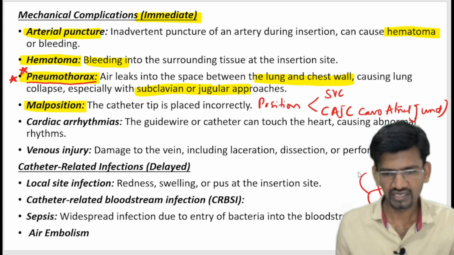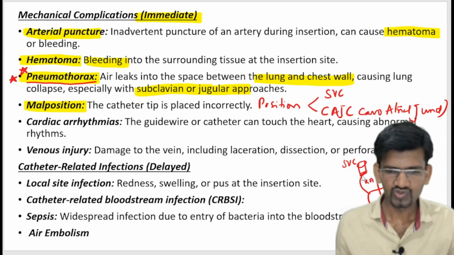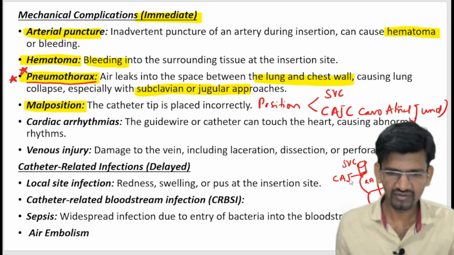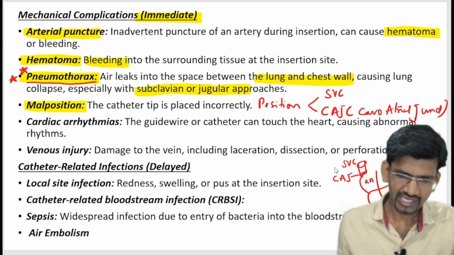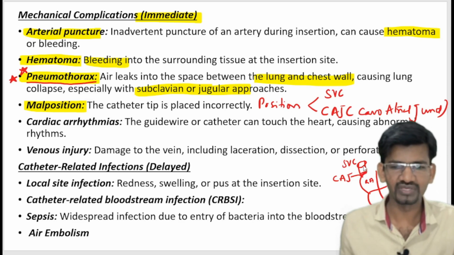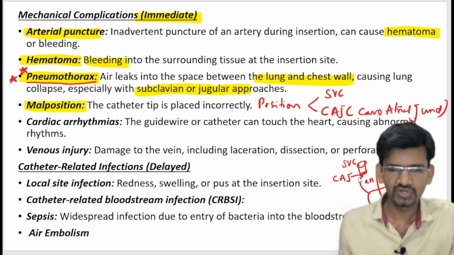Okay, so this is the right atrium. This is the SVC, superior vena cava. The portion where it touches the superior wall of the right atrium, we call it the CAJ, cavo-atrial junction. The catheter tip should come here, or else be in the superior vena cava. This is considered the proper placement of the catheter.